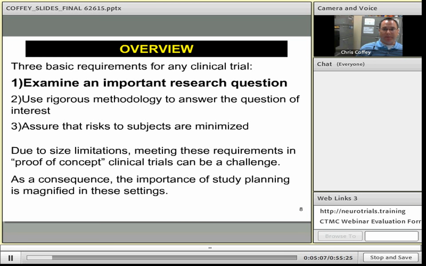that can often make it challenging to meet these requirements. And in some ways, that's what I alluded to at the very beginning of the presentation: the design of these early phase trials can be very problematic and challenging from a statistical design, from a protocol development standpoint. So the importance of study planning is extremely magnified in these early phase trials.